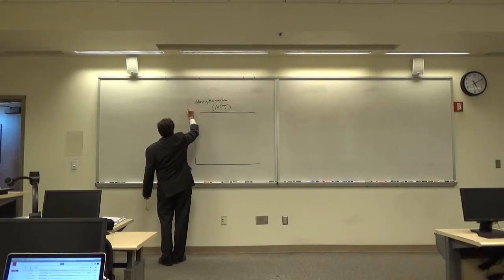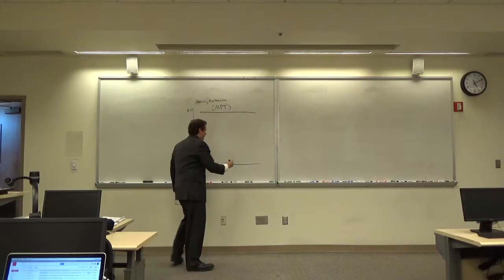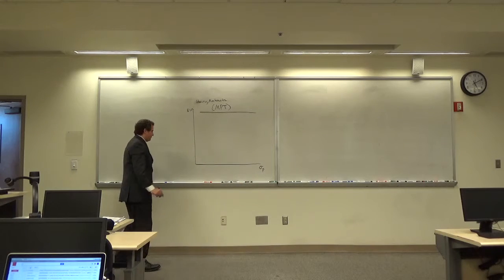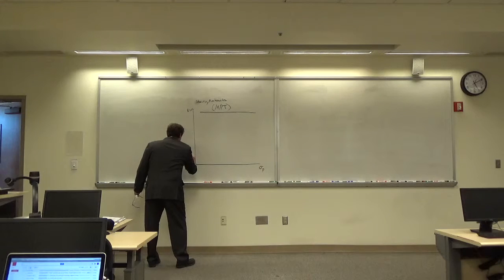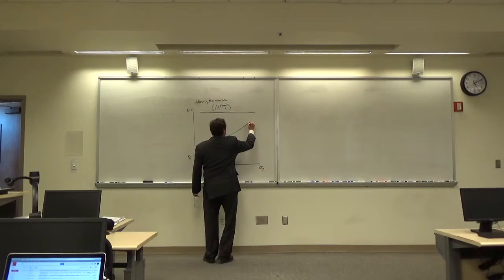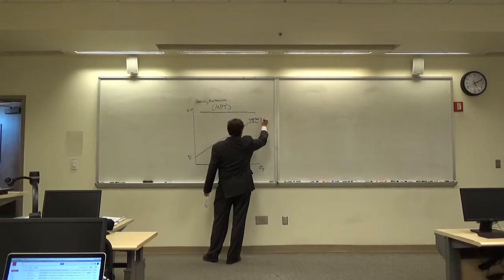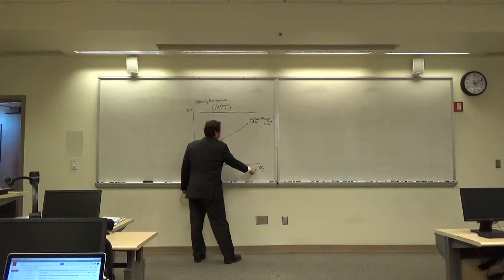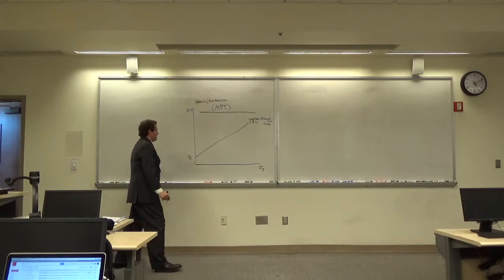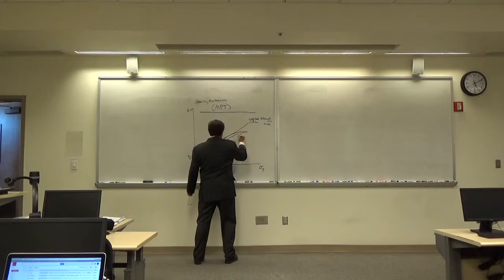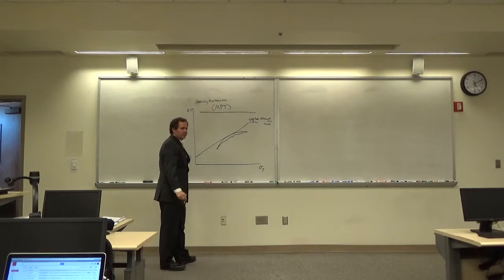MPT basically states you have expected return on the y-axis and you have portfolio standard deviation on the x-axis. Up from the origin is what is called the capital allocation line. And again, you know how to calculate the portfolio standard deviation. And from the capital allocation line, there's basically an umbrella, which is called the efficient frontier.